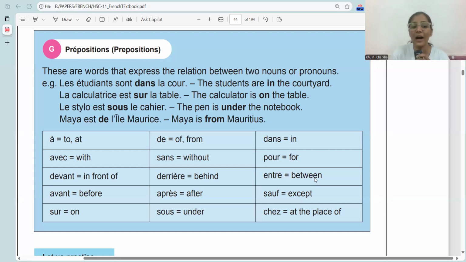Once again, a means to or at. Avec means with. Devant means in front of. Avant means before. Sur means on.